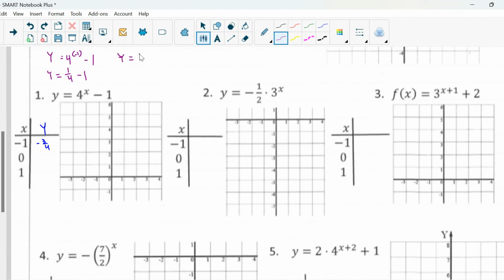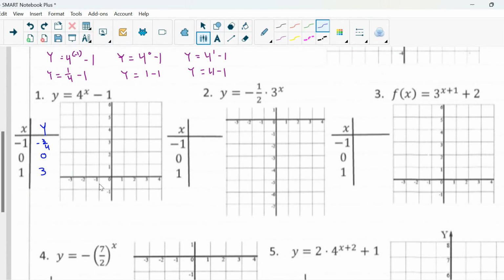At 0, I'm going to have 4 to the 0 power minus 1. Anything to the 0 power is 1. So I'd have 1 minus 1, which is just 0. And then finally, 4 to the first power minus 1. Anything to the first power is itself. So 4 minus 1, which is just going to give me 3.